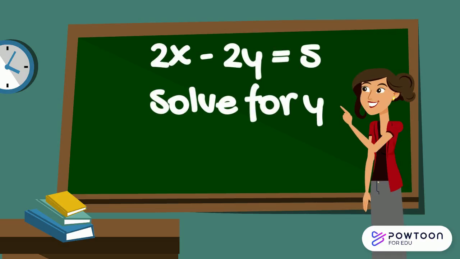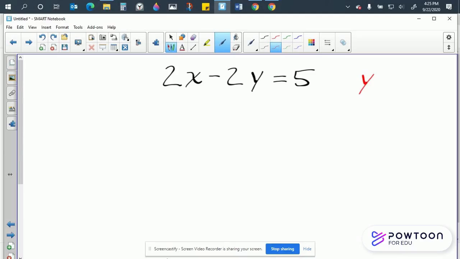Now we'll solve 2x minus 2y equals 5 for y. So to solve this problem, we need to move the 2x to the other side, and then we need to move the minus 2 times y part to the other side. So first, we'll subtract the 2x from both sides.